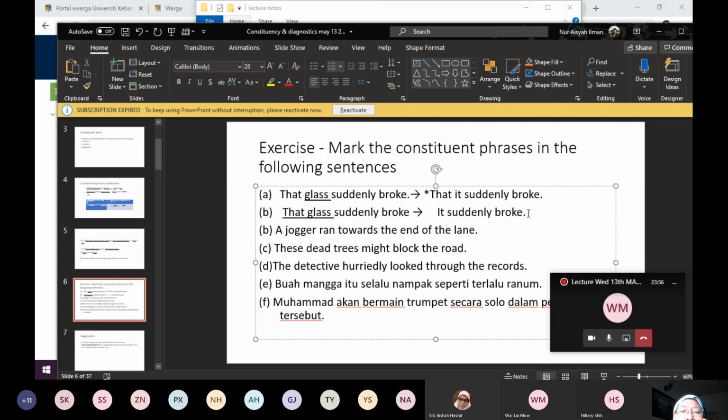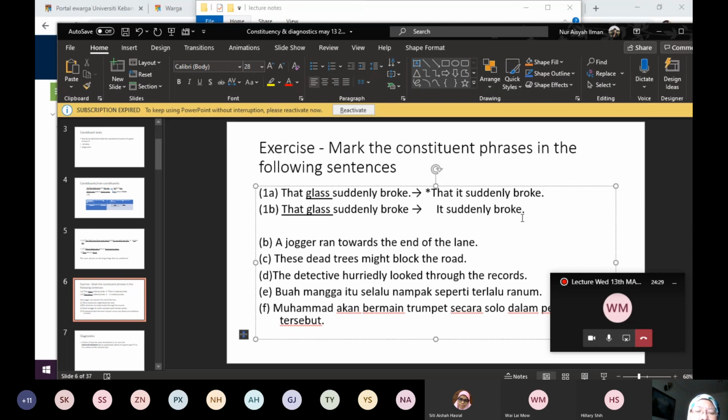In the sentence, aside from that, we can also say what other constituents are there in that sentence. Okay. So we can mark this. Let's say 1A. This 1B. And then we want to 1C.